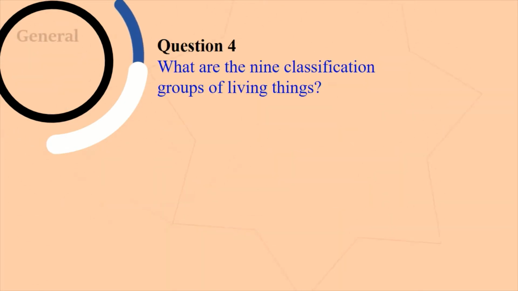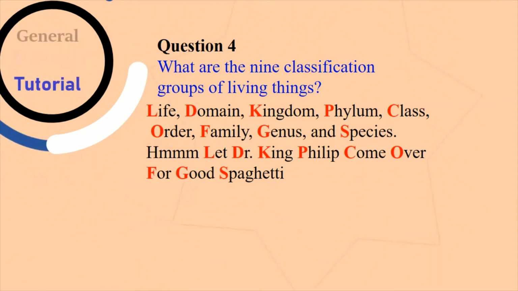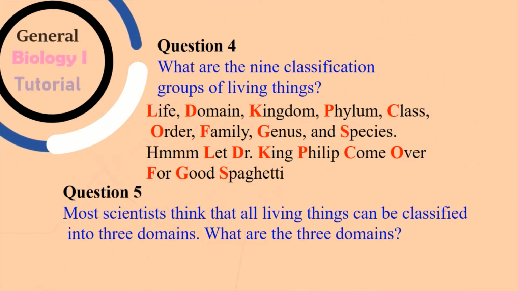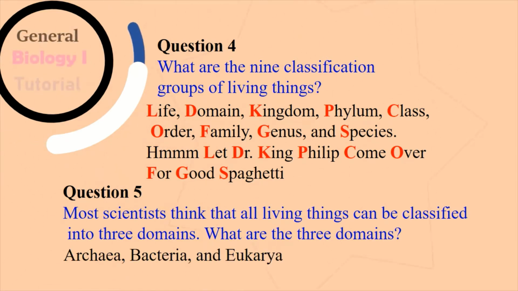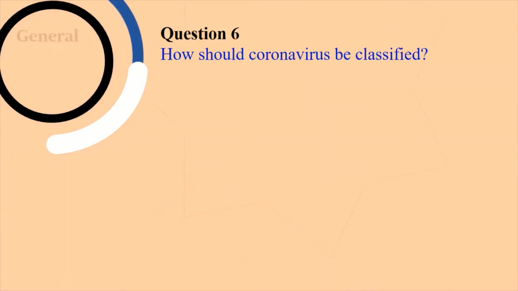Question 4. What are the 9 classification groups of living things? Life, domain, kingdom, phylum, class, order, family, genus, and species. Let Dr. King Philip come over for good spaghetti. Question 5. Most scientists think that all living things can be classified into 3 domains. What are the 3 domains? Archaea, bacteria, and eukarya.